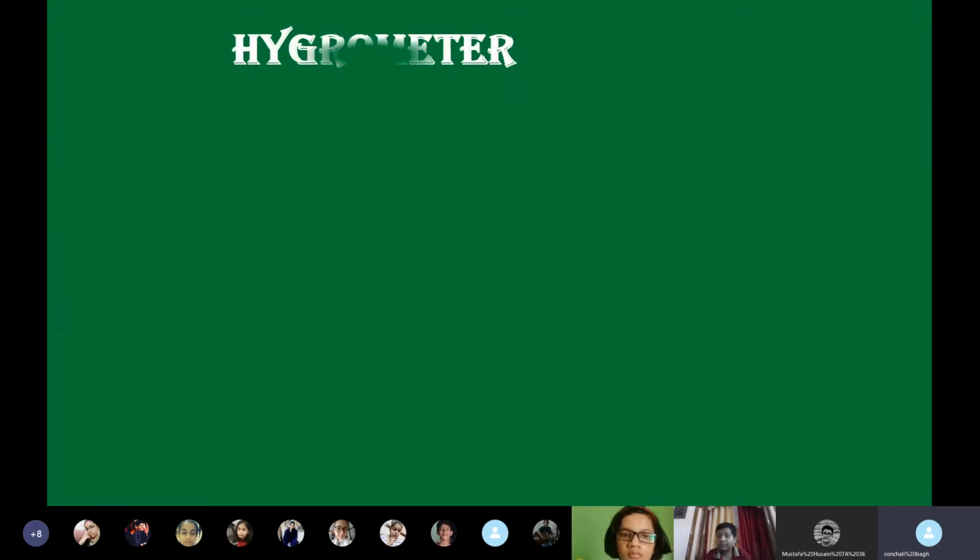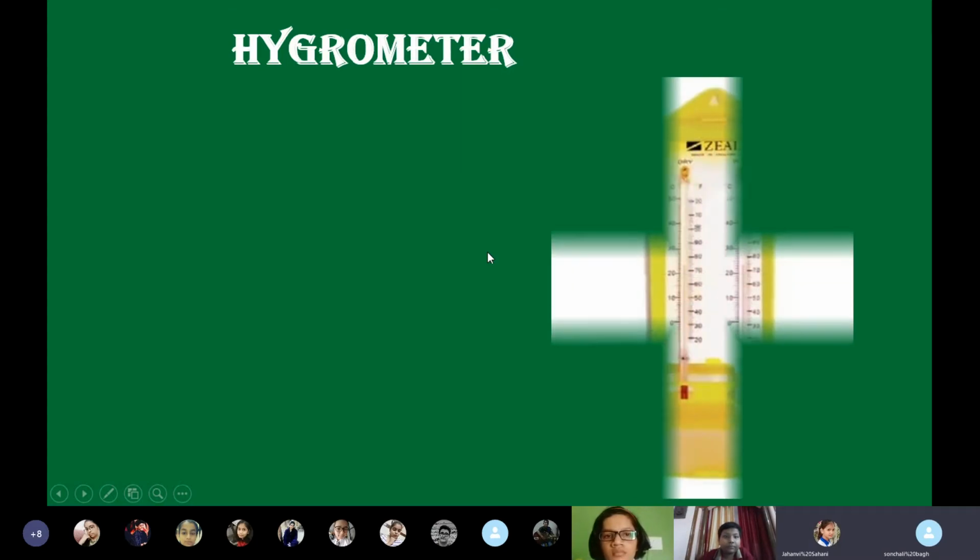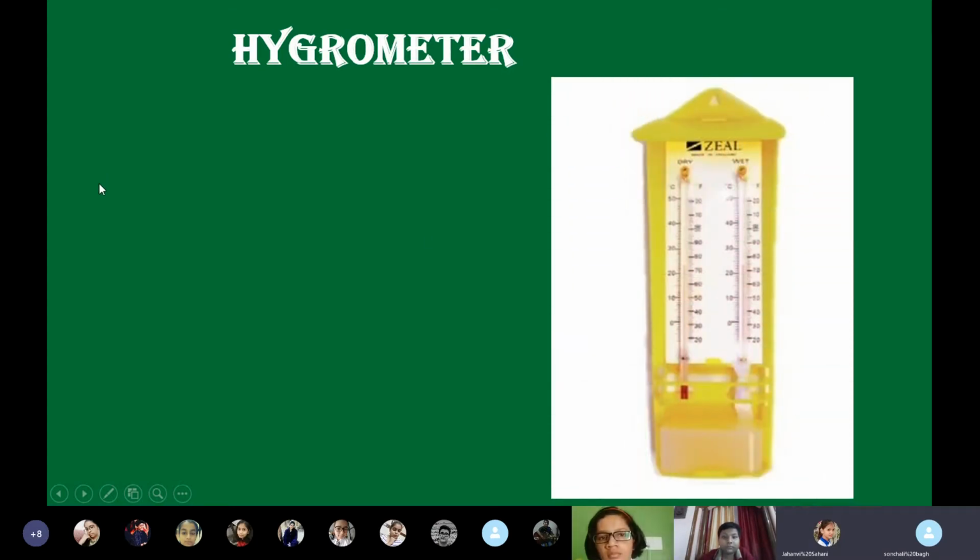Now let's see another one, the hygrometer. I have discussed it yesterday also. I have shown you the cross-sectional figure, the detailed figure of the hygrometer, and this is how the hygrometer actually looks. I have shown you the scale of the hygrometer. Now can anyone tell me what does a hygrometer do? It is used to measure the humidity.